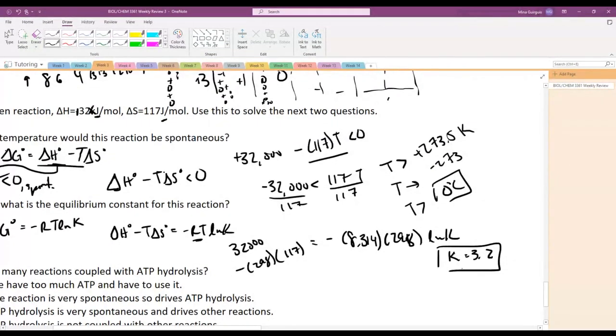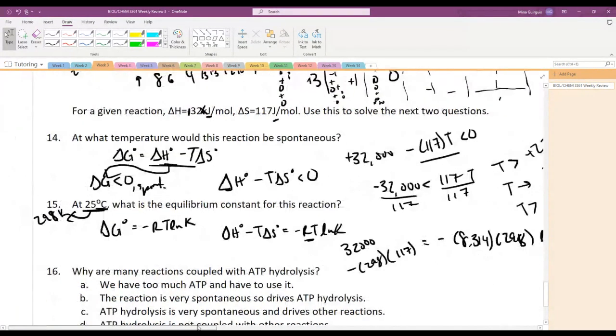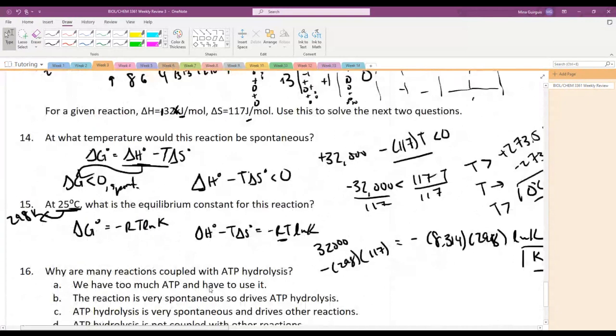Okay. Once again, this is a place where we can check our work. Because K is equal to 3.2, that tells us that this reaction is, generally speaking, going to the right. Because we also know that at 25 degrees, this reaction is spontaneous. That tells us that a spontaneous reaction goes to the right. They match up. We're good.